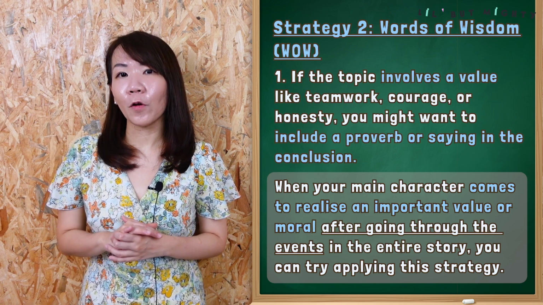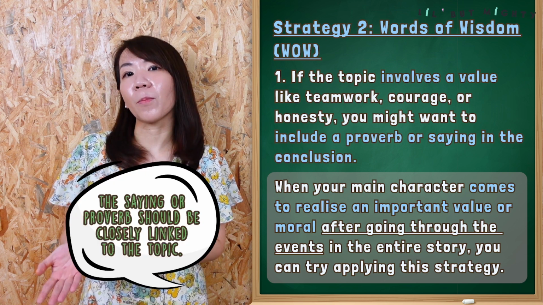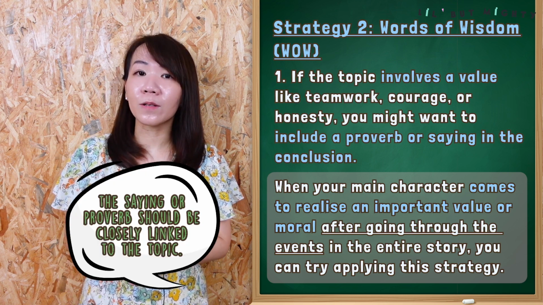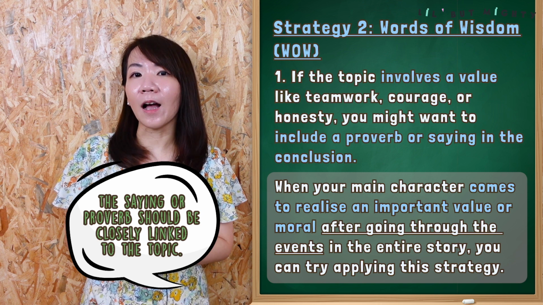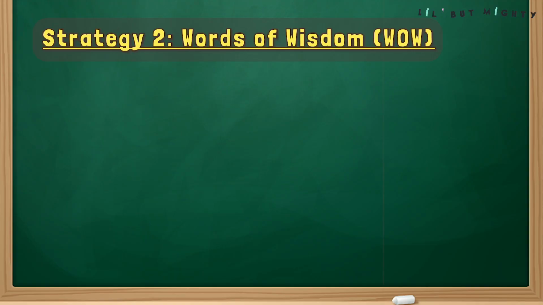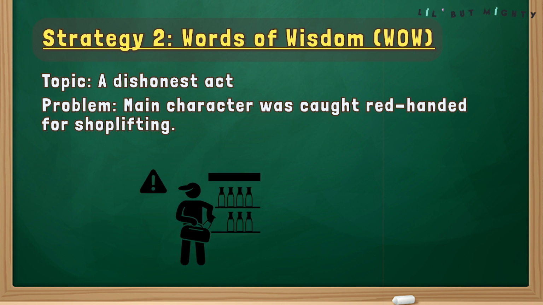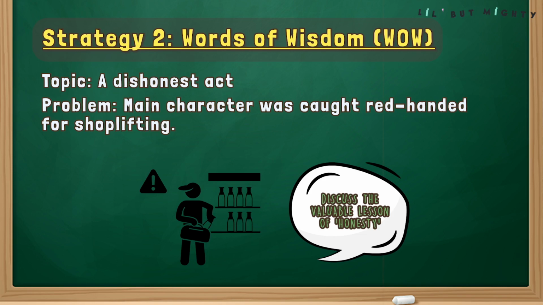Now, before I move on to the example, it's important to note that the saying or proverb that you choose should be closely connected to the topic. Now, I'll share a different topic to explain this technique. Now, let's take a look at the second example. If the topic is a dishonest act, and the problem in your story was how your main character was caught red-handed for shoplifting, you can discuss the valuable lesson of honesty.